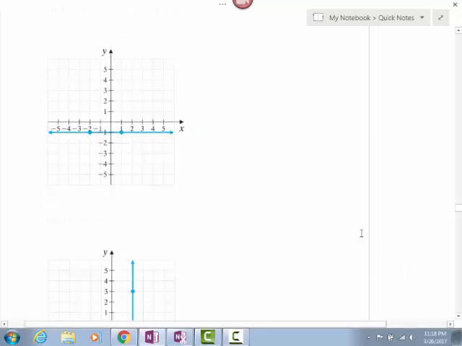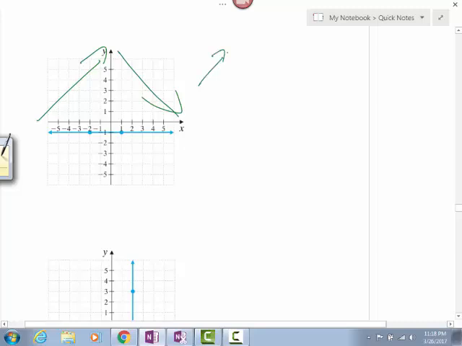All right, let's take a look at this next problem here. First thing I notice is that this line is not going up. The line is not doing this. And the line is also not going down. So we said that if our line was going up, our slope was going to be a positive number. And if our line was going down, our slope was going to be a negative number.